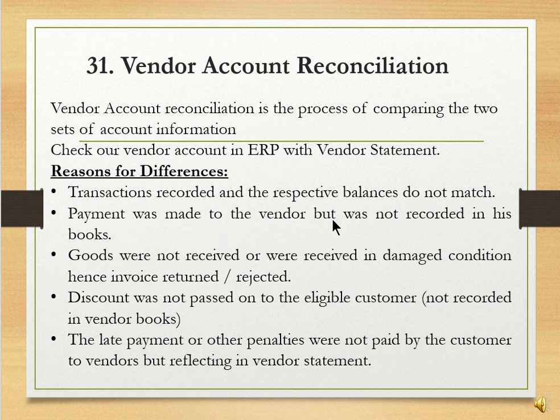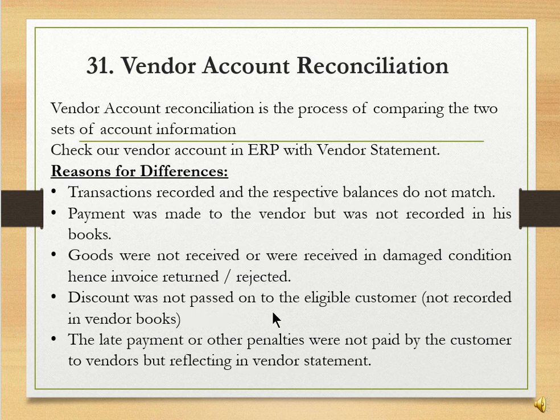Payment was made to the vendor but was not recorded in his book. We would have made the payment, but it is missing in his book. Goods were not received or were returned in damaged condition, hence the invoice was rejected or returned, but this is not reflecting in the vendor books.